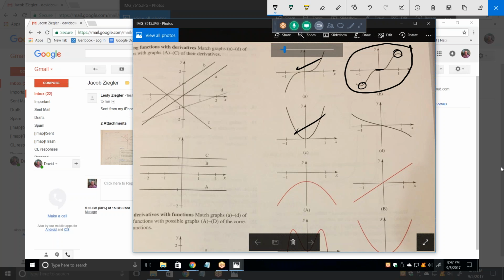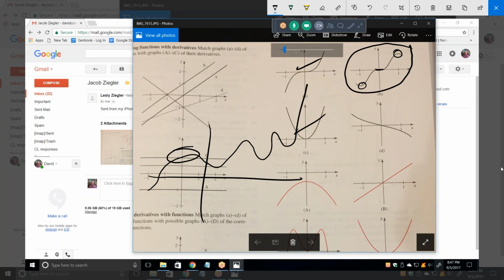If I were to draw a graph like this, well, that's got an extrema there. 1, 2, 3, 4, 5, 6. That's going to be a 7-degree polynomial. Oh, yeah, that makes sense. Okay. You don't always have that many extrema.